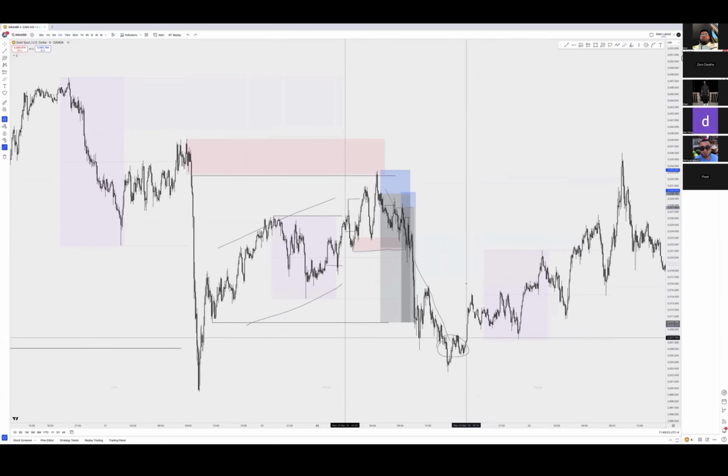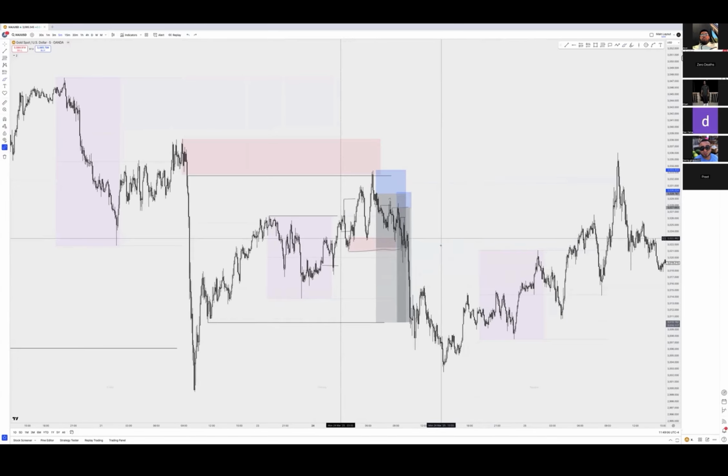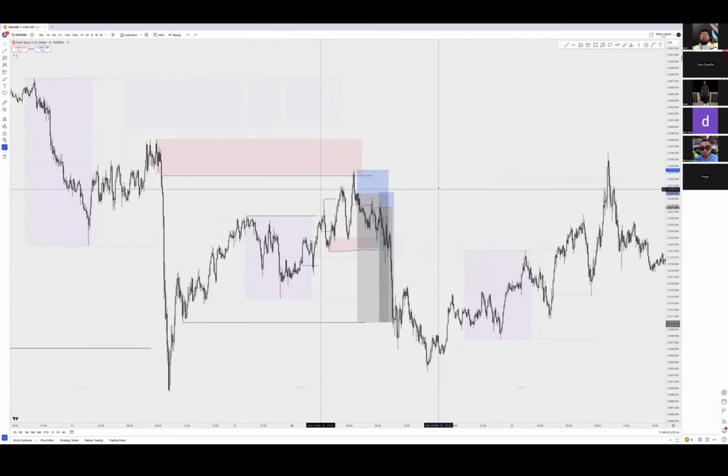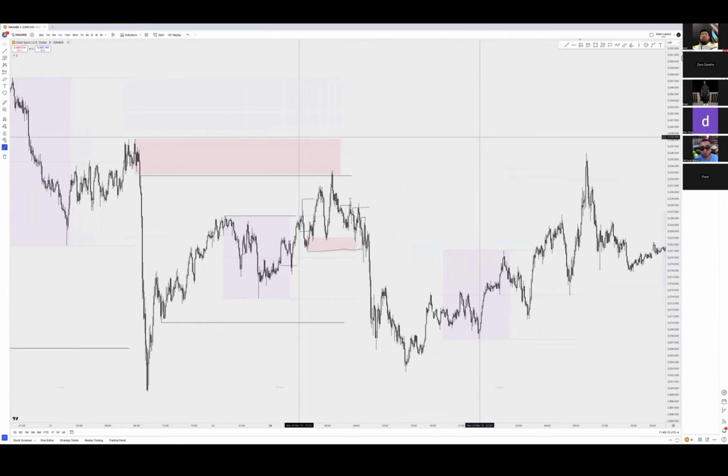So after taking out the low, you can see the whole time it's just been building liquidity, right? Let me take this out. Delete those for a second. All this right here, right? You got that build up right there. Going lower.